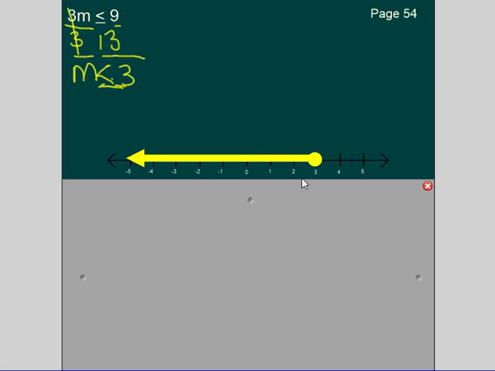And guys, I can take any of these numbers in this yellow area and plug them into this equation. In fact, let's try that. Let's take -2 and plug that in here and see if it makes this inequality true. So I have 3 times, instead of m, I'll put -2 is less than or equal to 9. That's a 2, really it is. 3 times -2 is -6. Is -6 less than or equal to 9? And the answer is yes. Yay!